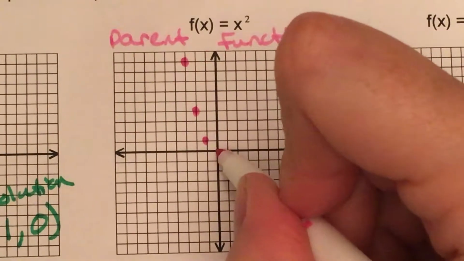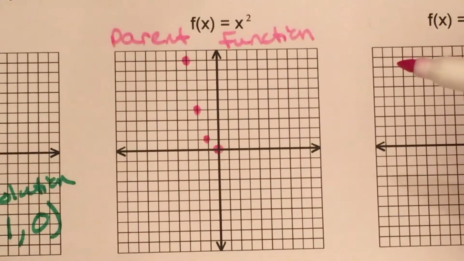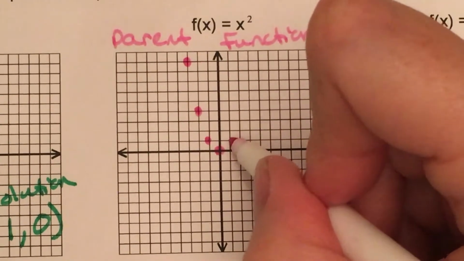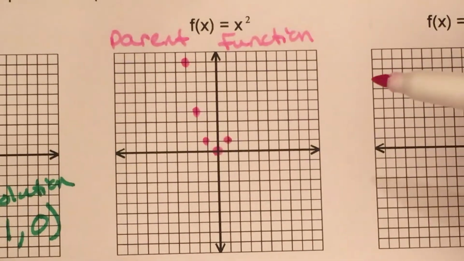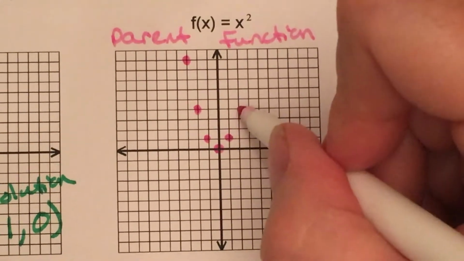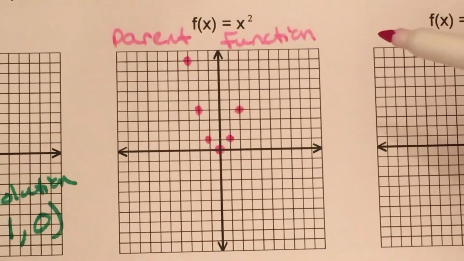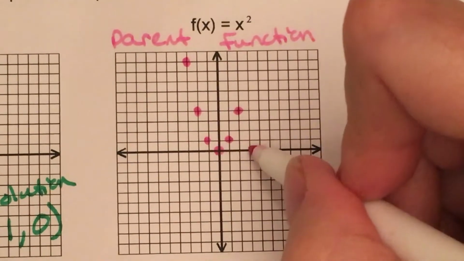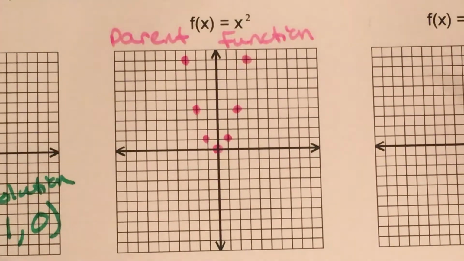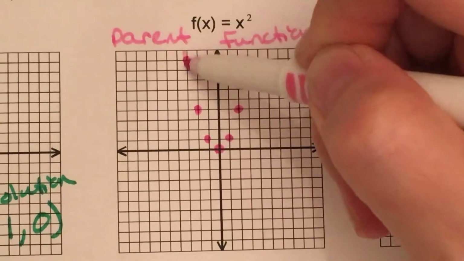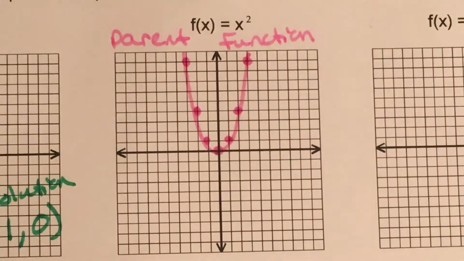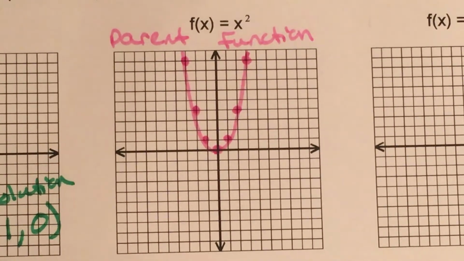Fourth point, dead center on the origin. Fifth point, right 1, up 1. Sixth point, right 2, up 4. Seventh point, right 3, up 9. Again, we have our beautiful symmetry. Everything matches. Boy, that feels good to know that we're doing something right because everything matched.